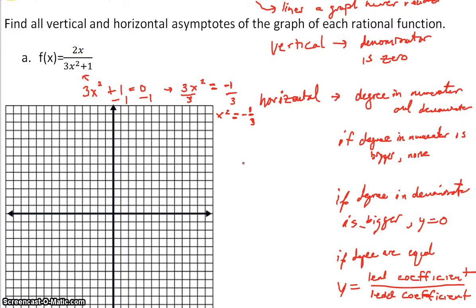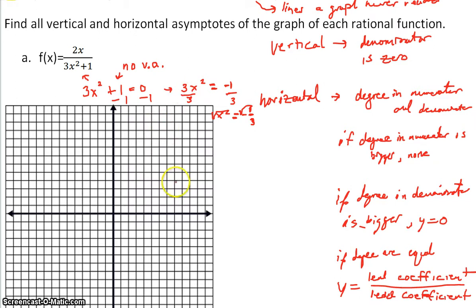So the question is, can I take the square root of a negative 1/3? You can. You just get a non-real answer. So there are no real zeros for this. So that means there are no vertical asymptotes. So there are no vertical asymptotes for this. That is usually the part that's easiest.